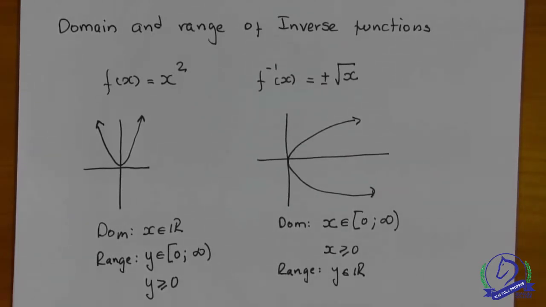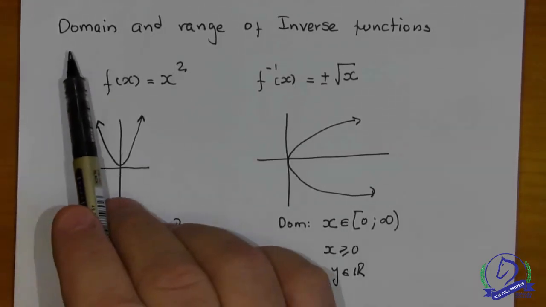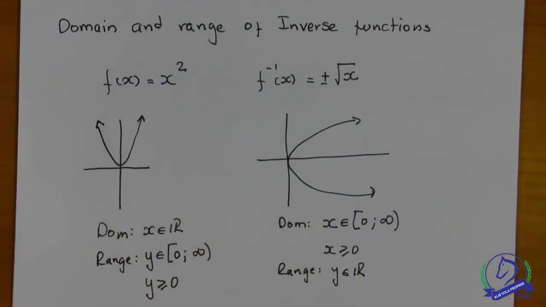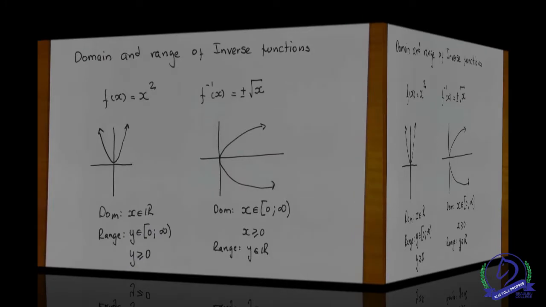So what you need to know from here in essence is that the domain and the range of an inverse function are the reverse of what they were in the original function. So the domain of the original becomes the range of the inverse, and vice versa. The range of the original function becomes the domain of the inverse function.